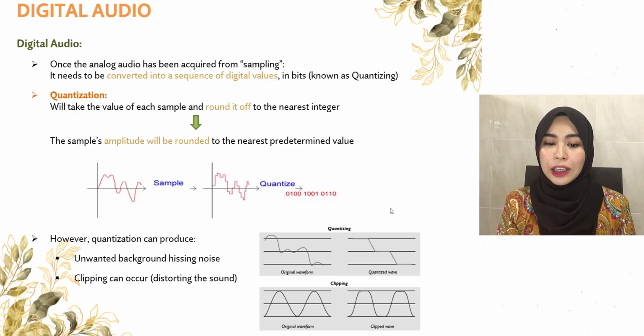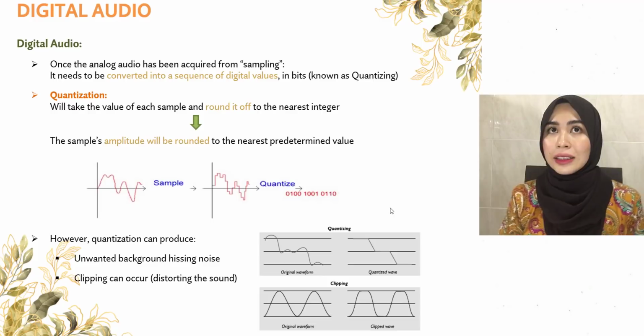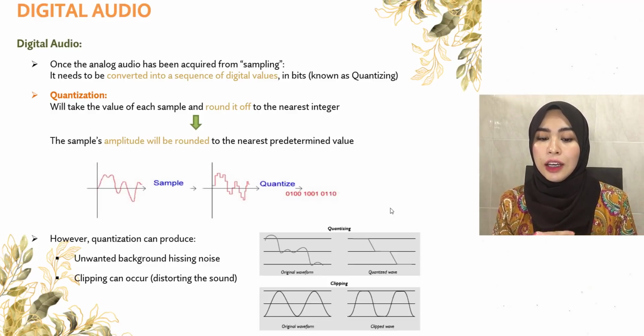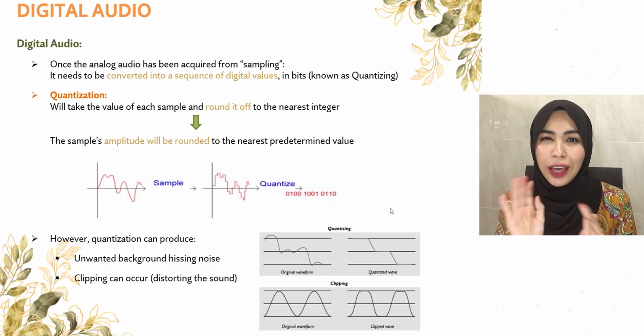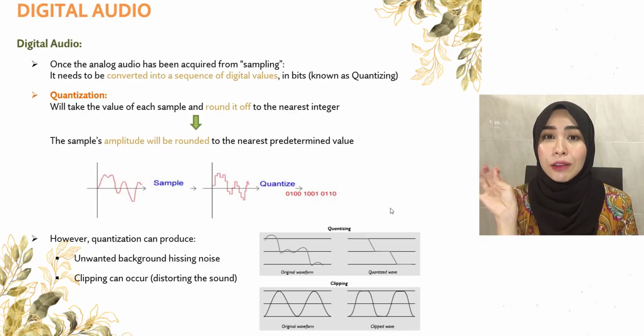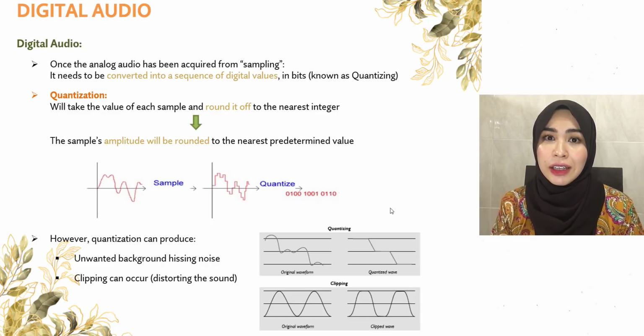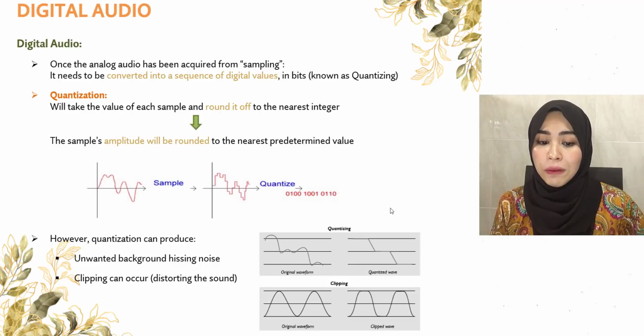When we go through the process of quantization, sometimes when we are trying to convert into bits, there are certain things that could happen to our audio. Unwanted background hissing noise can occur, or clipping can also happen. Let's say that unintentionally when we record our sound, there could be some background hissing noise when there is a little bit of error going on. You can hear some sound inside our audio. That could happen when we're trying to convert that into digital form. It's not your fault, just sometimes, rarely, there could be an error in quantization.